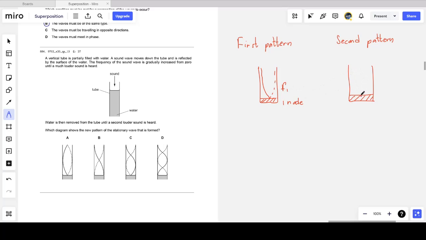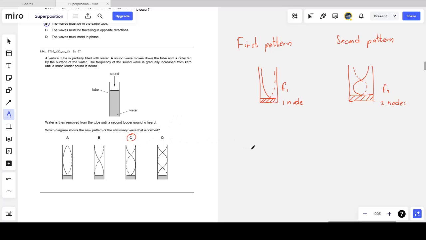I'm going to have another node at the fixed end, and then a node somewhere in between, and then an antinode at the open end. So I'm going to have node to antinode to node back to antinode. And then I'm going to do the same in the opposite direction for the wave at a later point in time. So this second pattern, F2, has two nodes. And immediately I can see that this corresponds to option C.